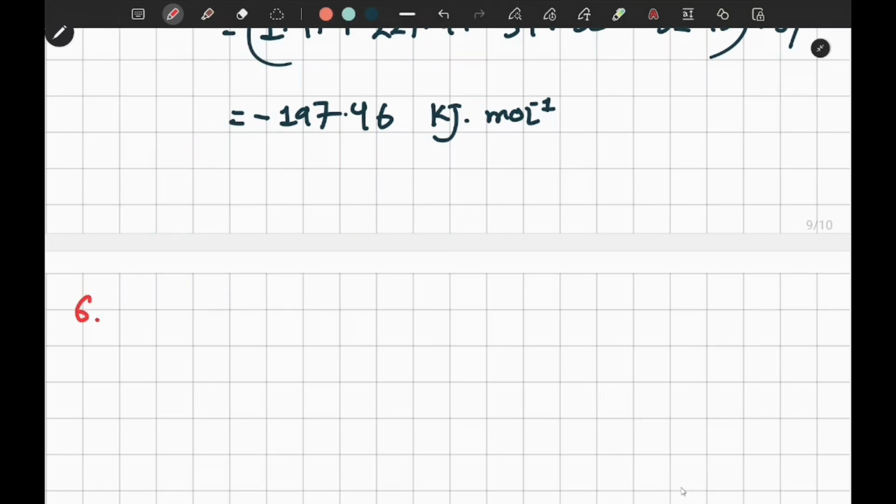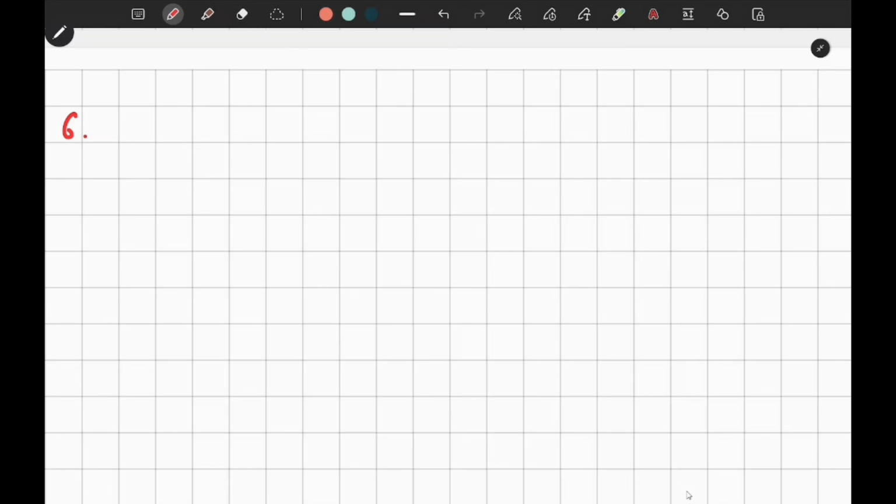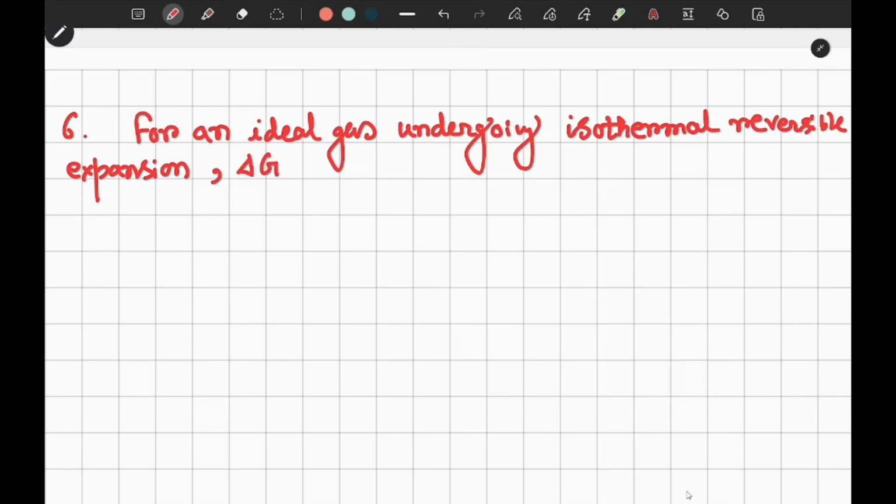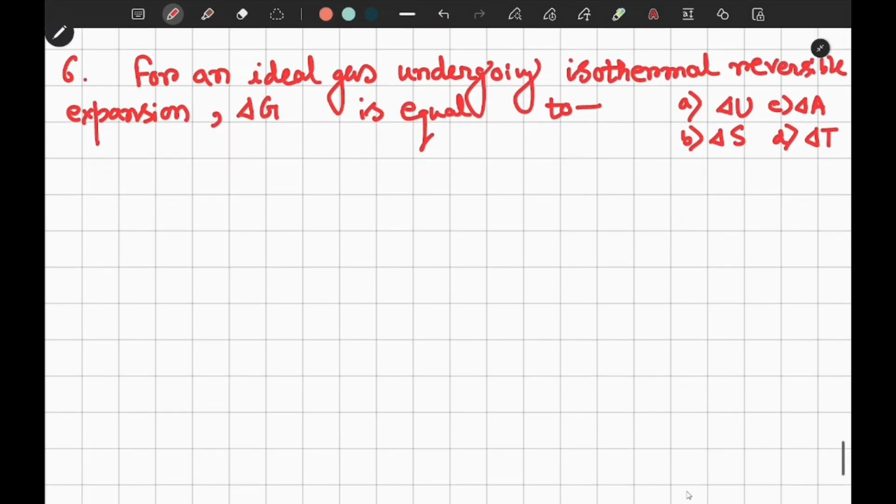Now the next question. For an ideal gas undergoing isothermal reversible expansion, delta G is equal to, and there are four options: delta U, delta S, delta A, or delta T. So what is our dG?